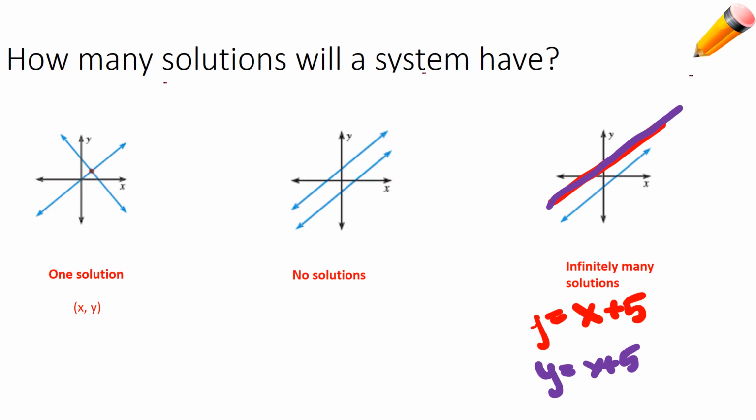what's happening is that they're intersecting at every single little point along both of those lines, which means that they have infinite solutions. So when you draw on your right graph, just show one line and then write infinitely many solutions.